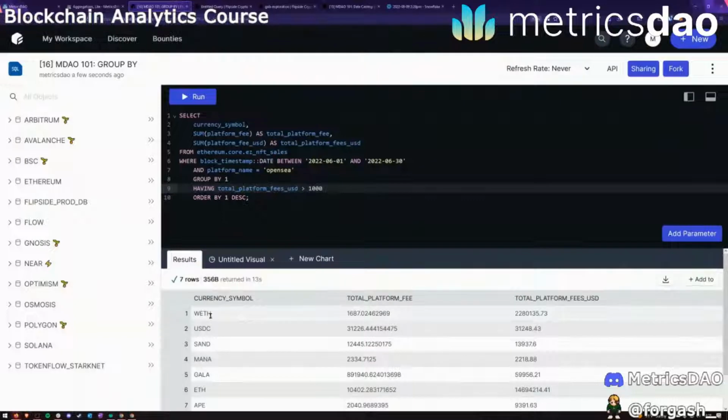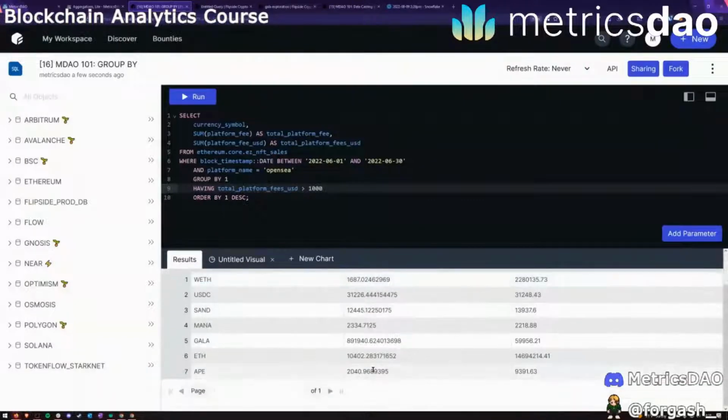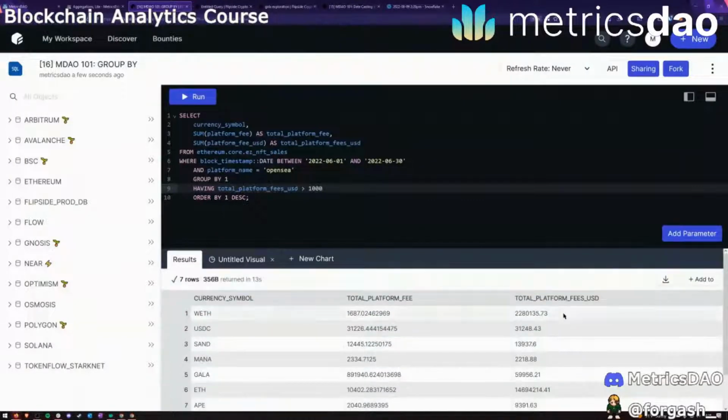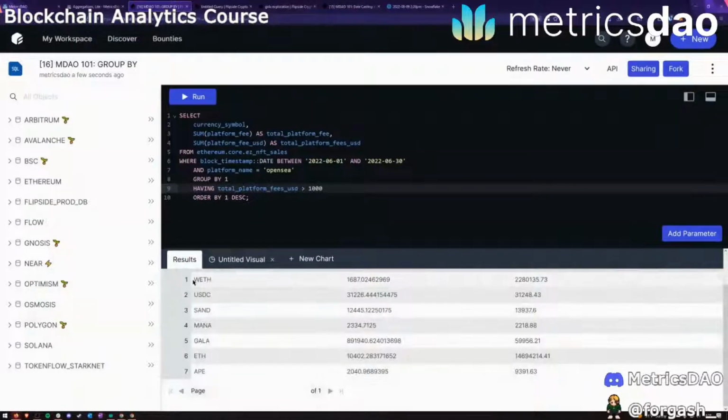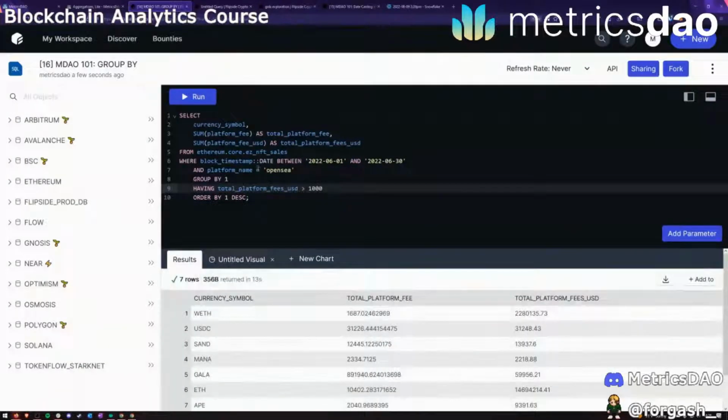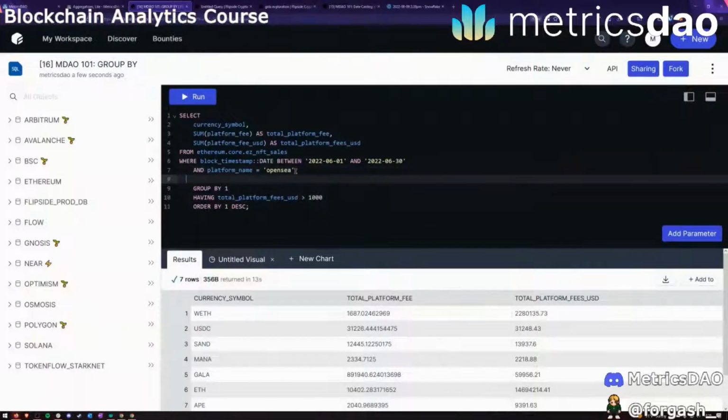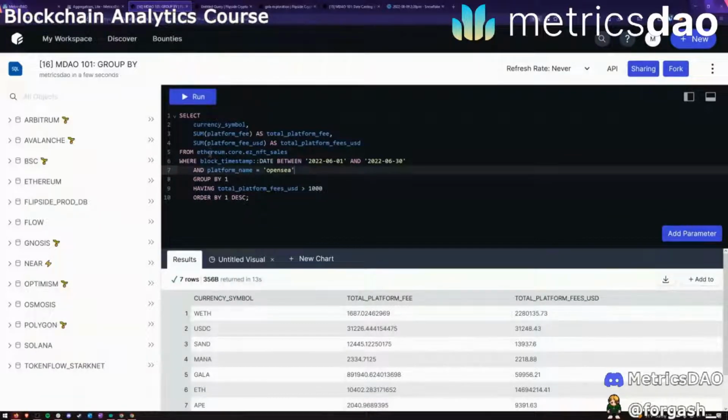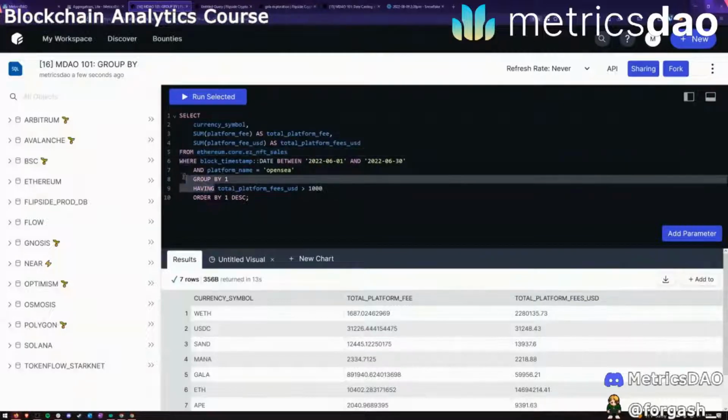So on any given currency, we are only going to see the ones that have $1,000 or more in platform fees. So Wrapped ETH, USDC, Sand, Mana, Gala, ETH, and Ape. Everything else has just been cut out. You may have thought, okay, maybe that's something that should be in the where down there. But if you want to group, if you want to aggregate, and then you want to filter your aggregation, then you have to use having. So from and where are partnered together, whereas having and group by are partnered together.